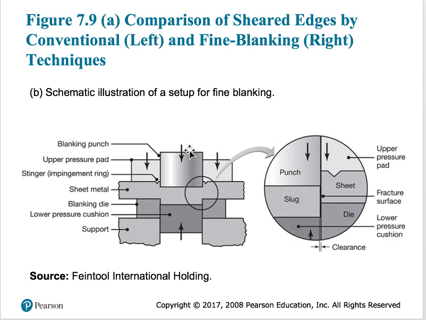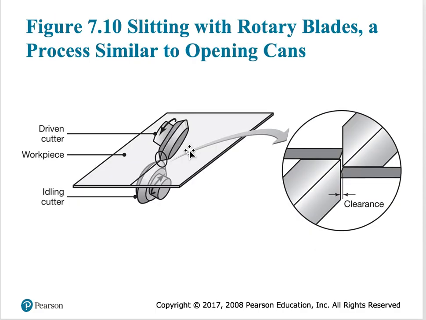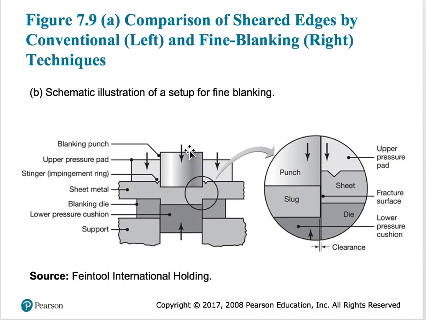The other parameters that come into play: one is called slitting. If you have a pair of circular blades, it will go either in a straight line or a circular or a curved path.